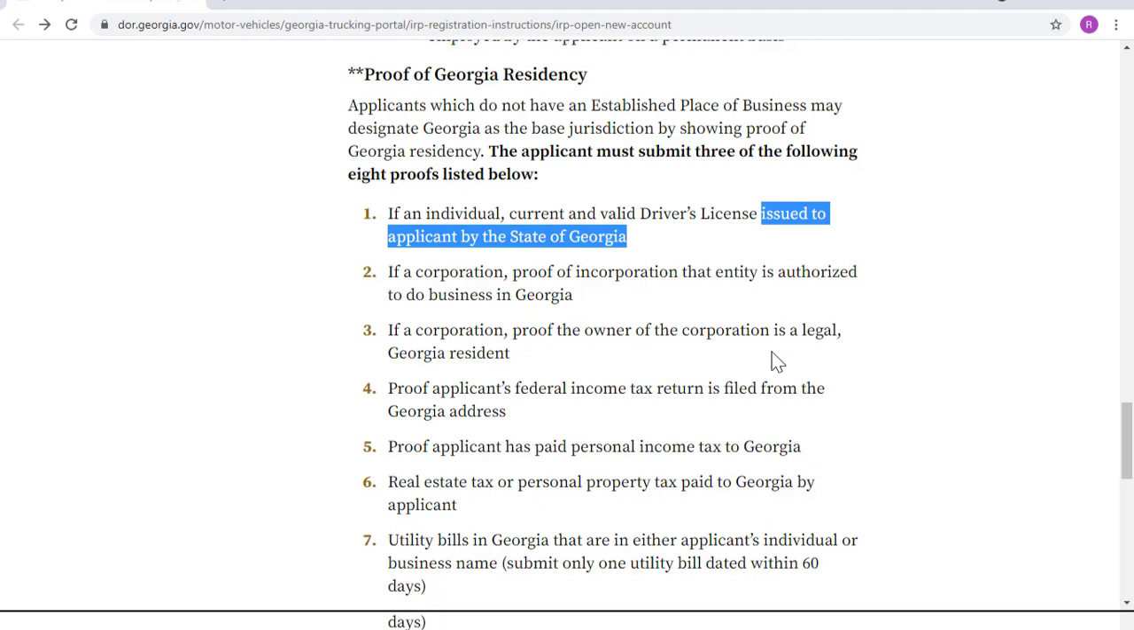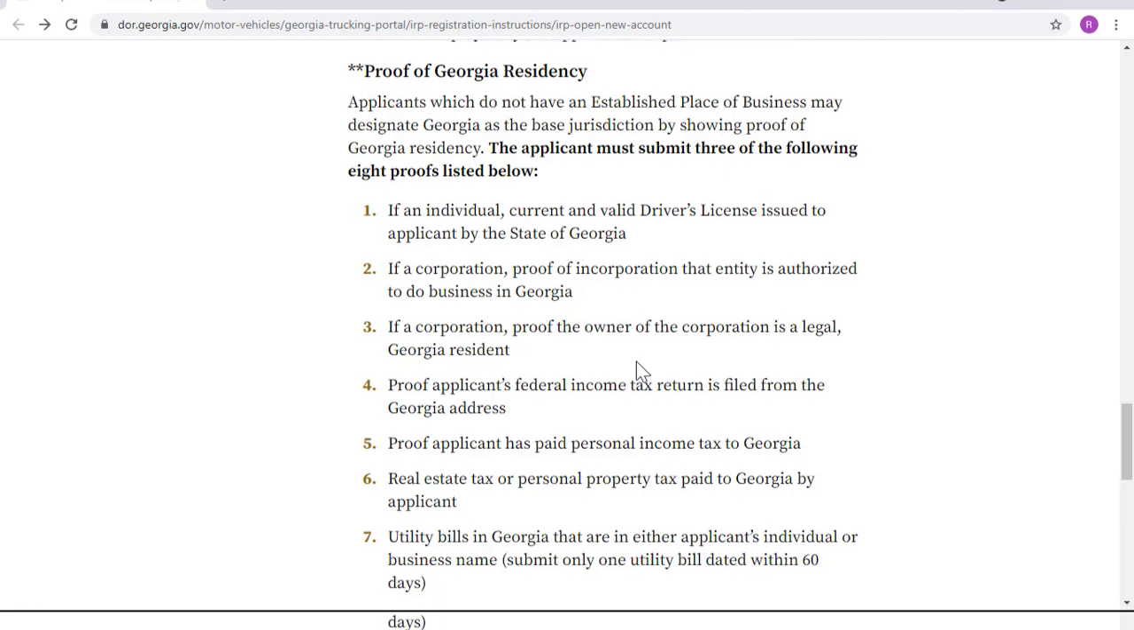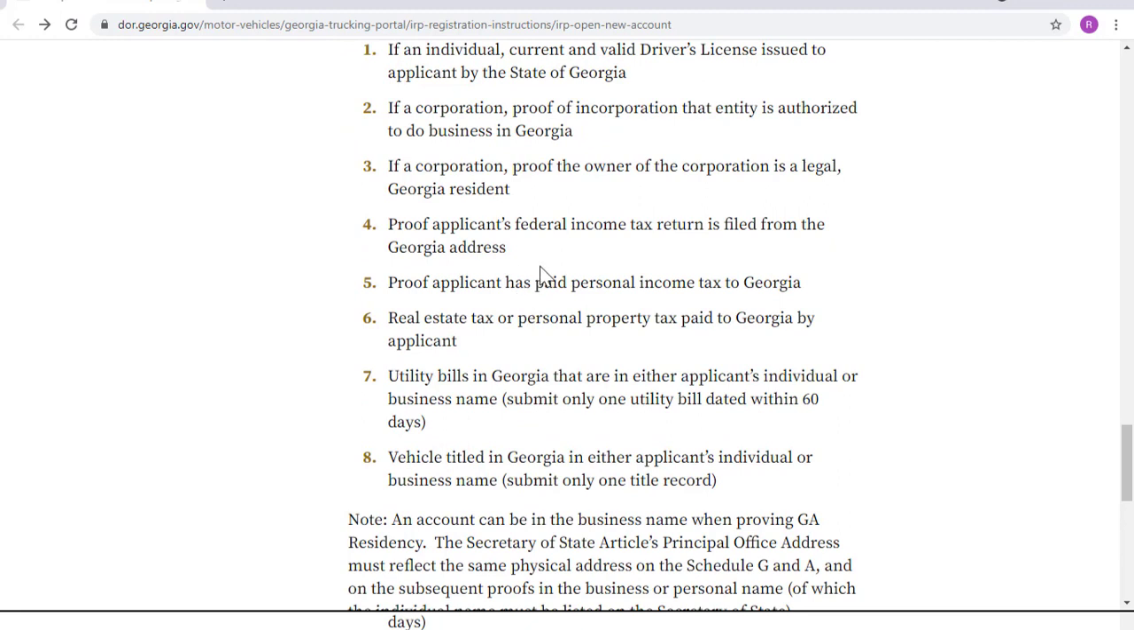Well, how can I prove that? Well, if I have articles, then surely I can prove that with my articles, right? Okay, proof of federal income tax return that is filed in Georgia, but from where? Can I just submit a federal tax return? No, I can't.